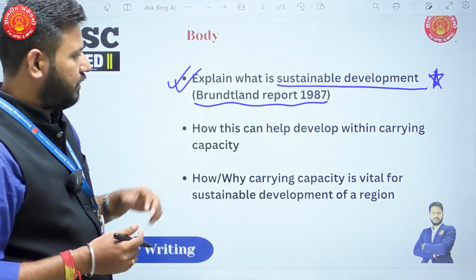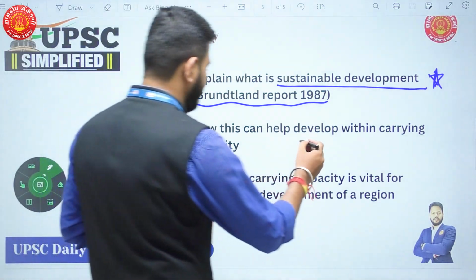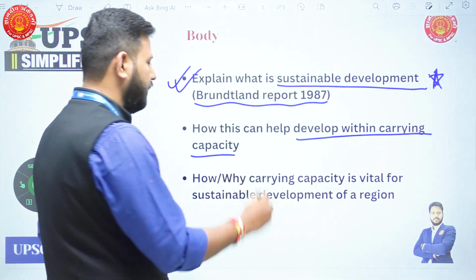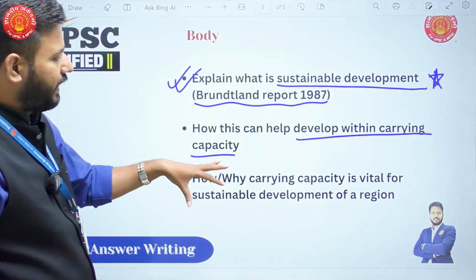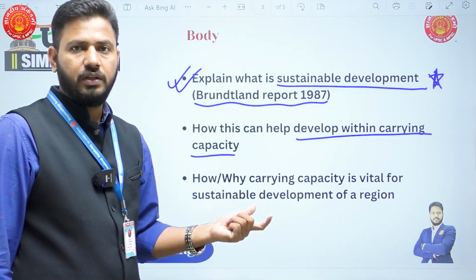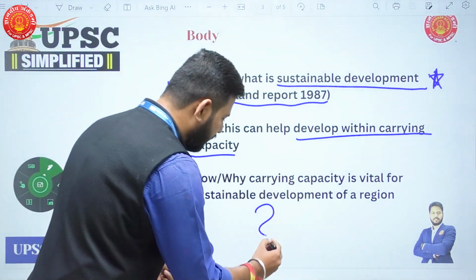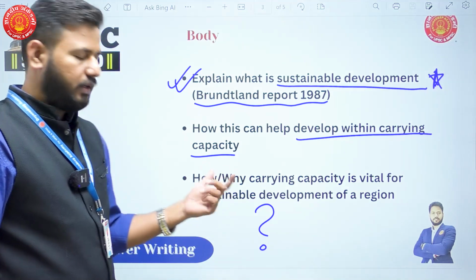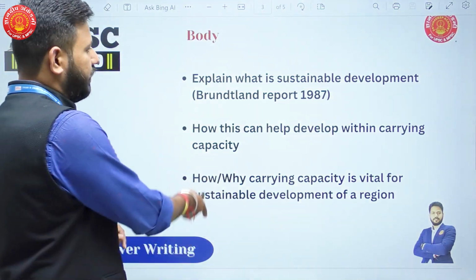Then you can also tell how carrying capacity can help in sustainable development, or why carrying capacity is vital for sustainable development of a region. So what points can you think of when you're writing this? Let's see which points you can expand here.